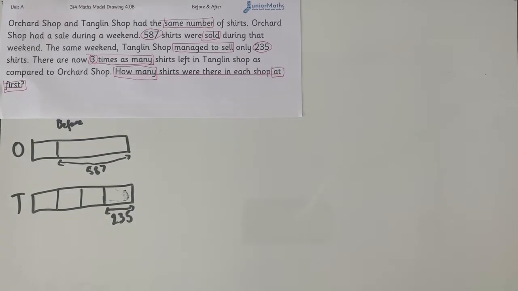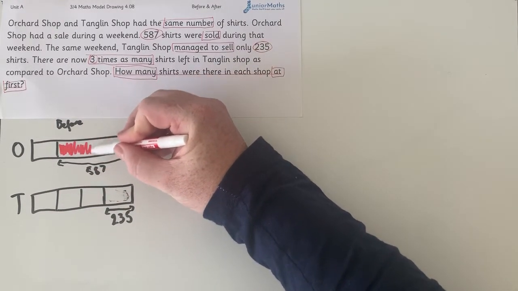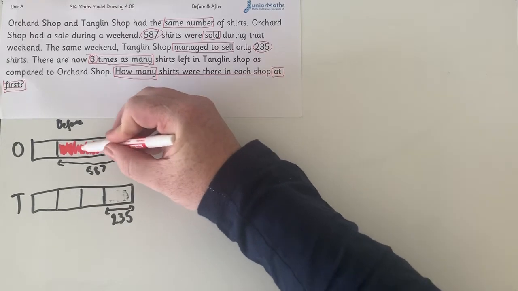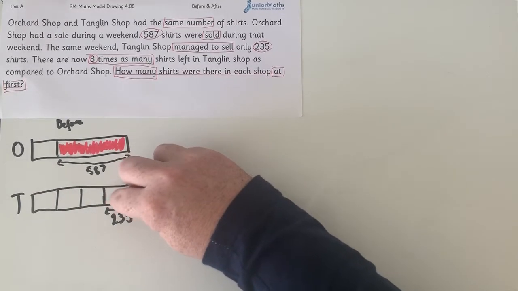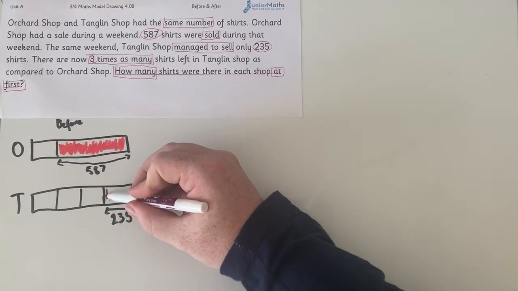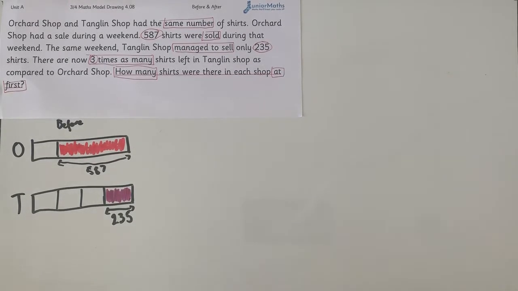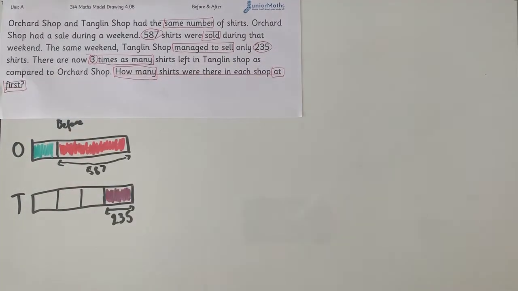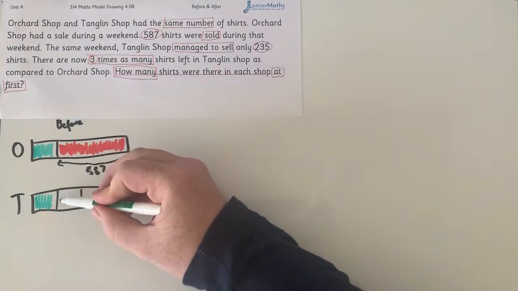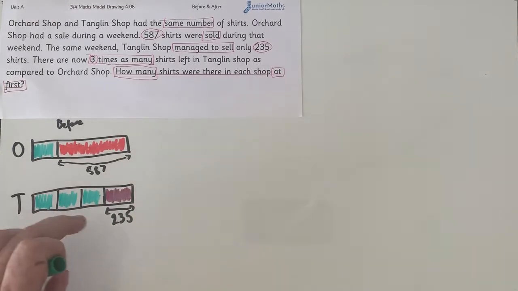So let me take out my colours and I'll explain what I've done here. Orchid Shop sold this amount. I'll represent that using red. Tanglin Shop sold 235. I'll represent that. And that means that the amount Orchid Shop had left over, Tanglin Shop had 3 times that amount. So therefore, these are the equal parts.